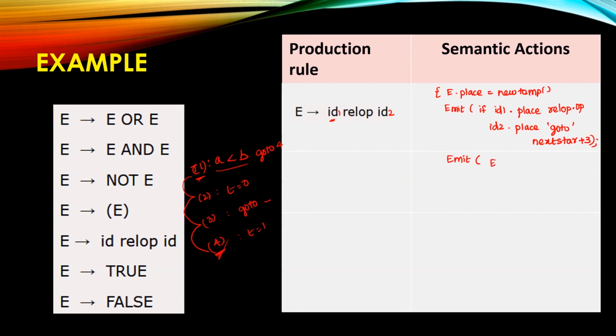Then you emit e.place. This provides the if statement: what is to be generated after the if condition is satisfied, for example, e.place equal to 1. Then the next emit statement is a goto, and this is for the else block. So nextstat plus 2, the second statement, is where it has to go. Then here the else block statement is represented, e.place equal to 0.